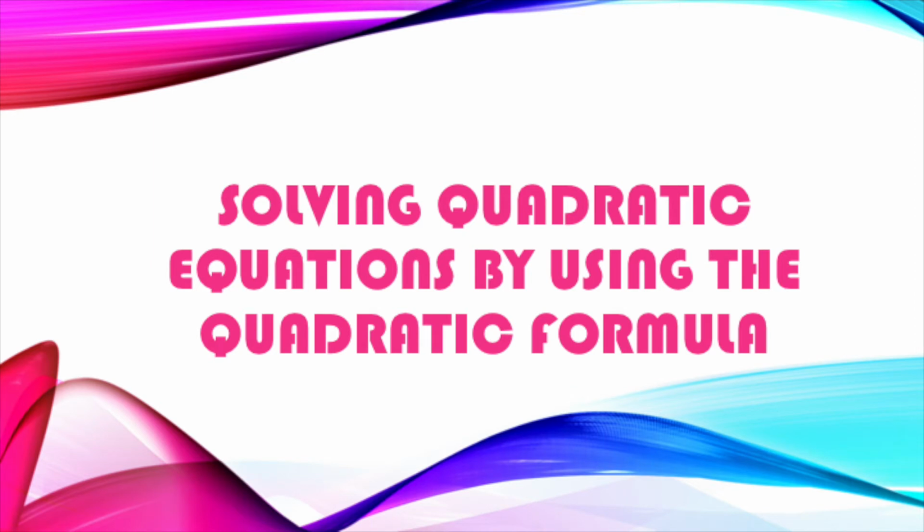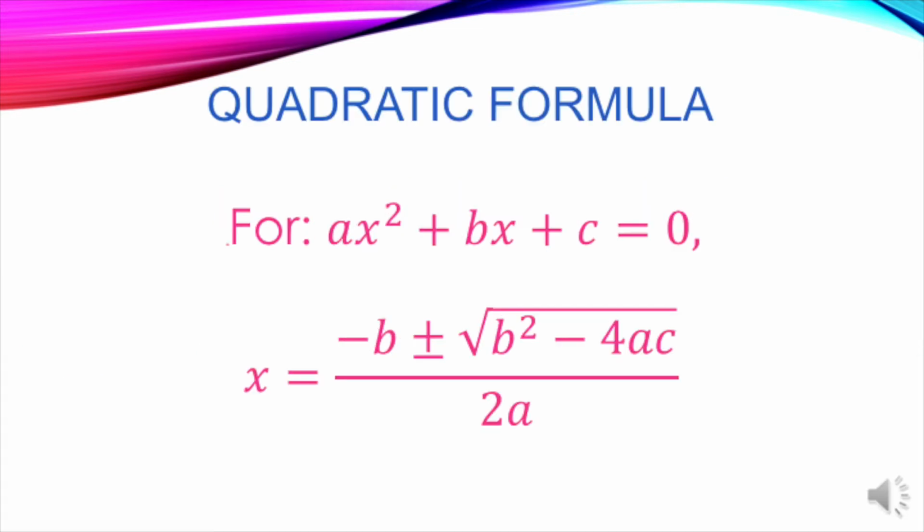Today we will be solving quadratic equations by using the quadratic formula. This PowerPoint was created by one of my students. So here's the quadratic formula. For ax squared plus bx plus c equals 0, x equals negative b plus or minus the square root of b squared minus 4ac, all divided by 2a.